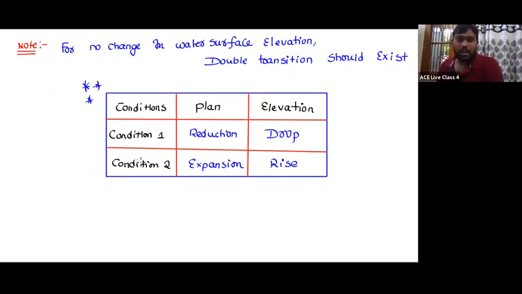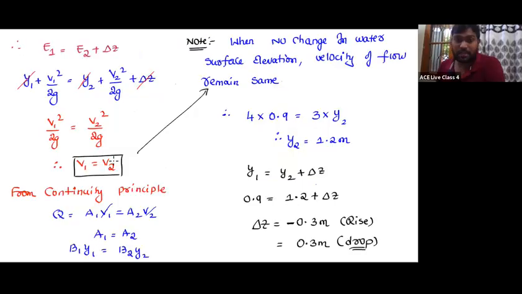For these, only two possibilities are there. This is possibility one and this is possibility two. Then only there is no change in water surface elevation. From here onwards, whenever you see a question with no change in water surface elevation, you simply make sure velocities are going to be the same. When velocities are the same, from the continuity principle, you can find out the remaining things. Now that's it about this question.